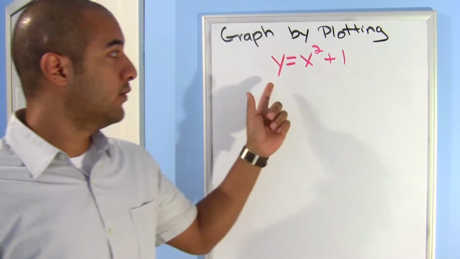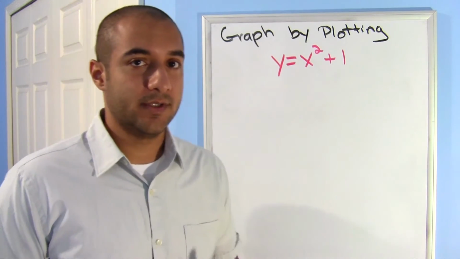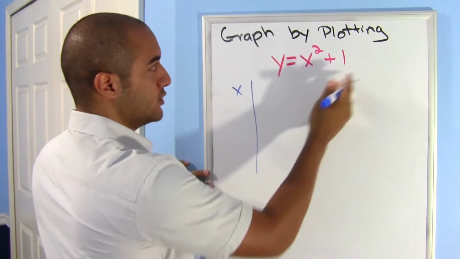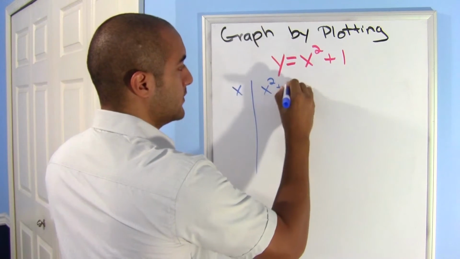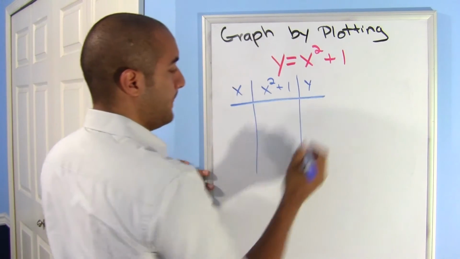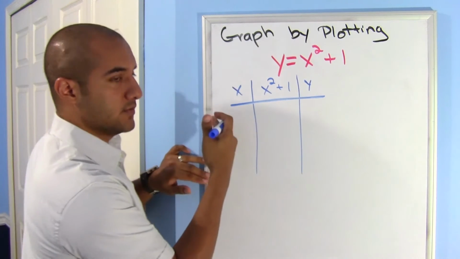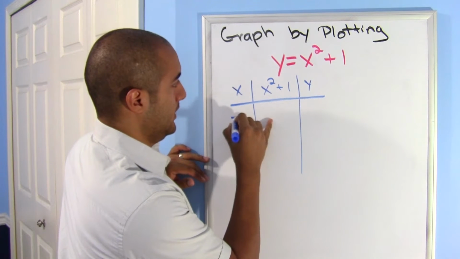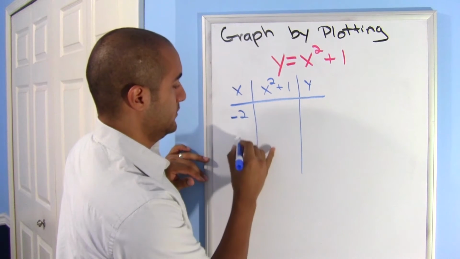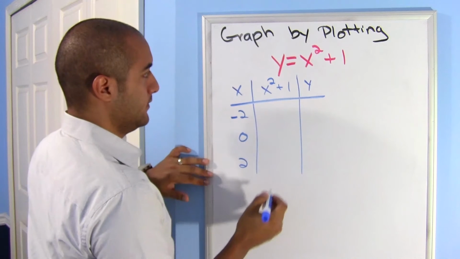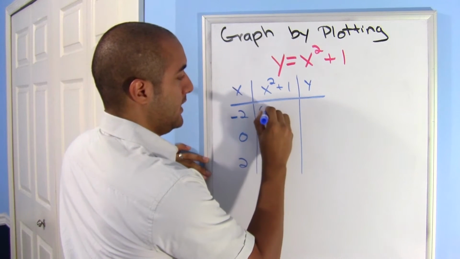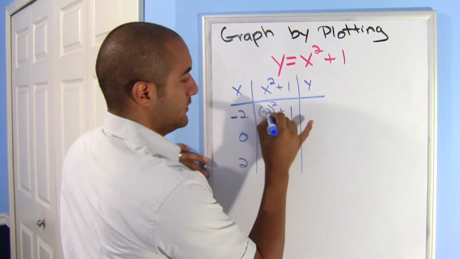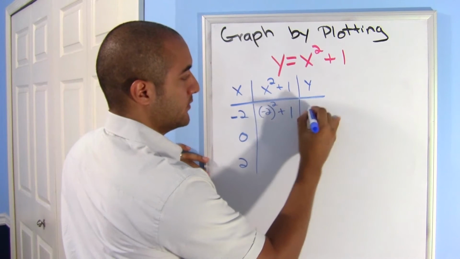Now I'm going to graph y is equal to x squared plus 1. Let's see what this one looks like. Still plotting. Later on you'll learn shortcuts for this. Just like before, I'm going to choose negatives, 0, and positives. So let's do negative 2, 0, 2. That's negative 2 squared plus 1. Negative 2 squared is 4 plus 1, 5.